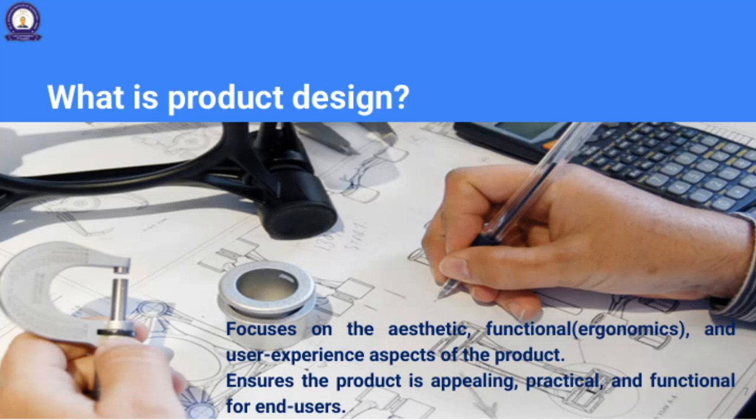Now let's talk about what product design really focuses on. It's all about the aesthetic, the look and feel of the product, making sure it's visually appealing. But it's not just about how it looks. There's also a strong emphasis on functional aspects, especially ergonomics, which means designing the product to be comfortable and practical for users to operate. The goal is to ensure that the product is not only attractive, but also practical and easy to use. We want end users to find it intuitive and enjoyable to interact with.